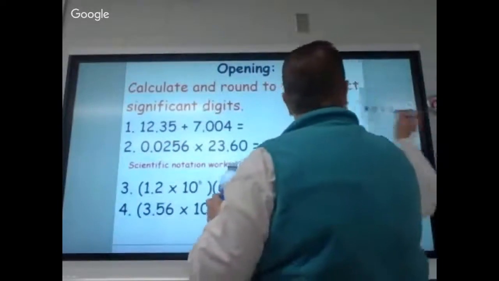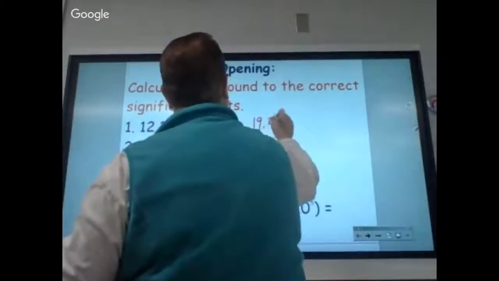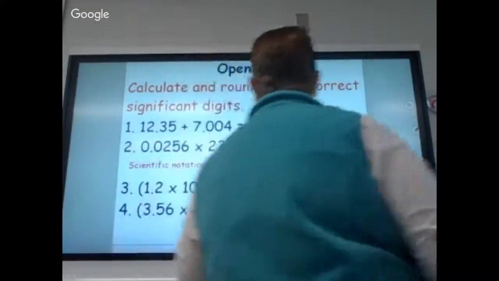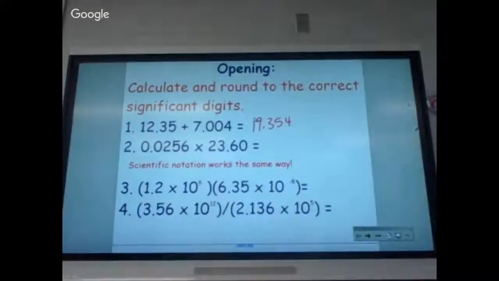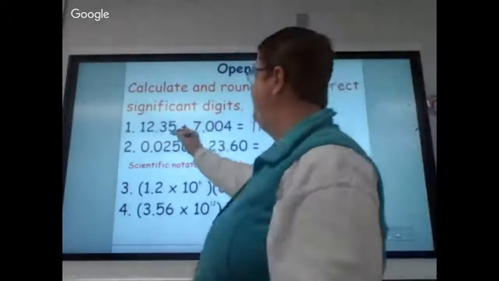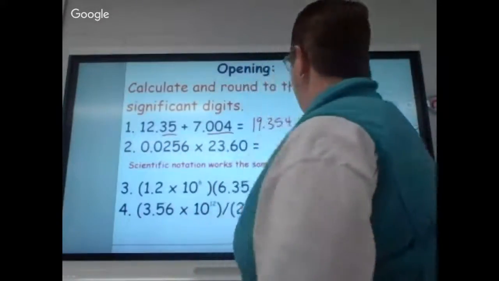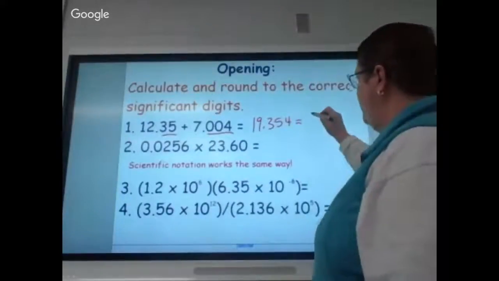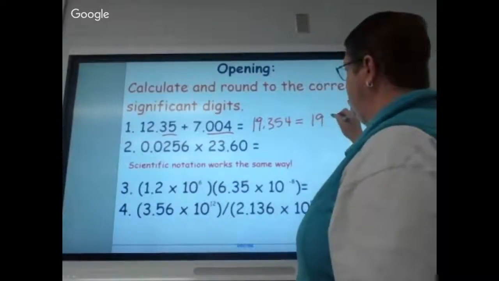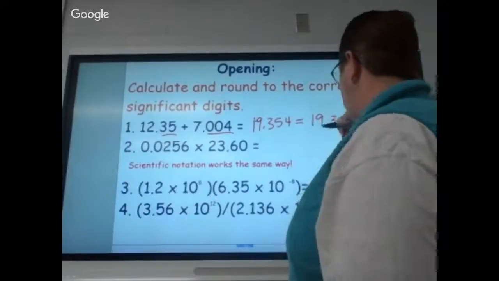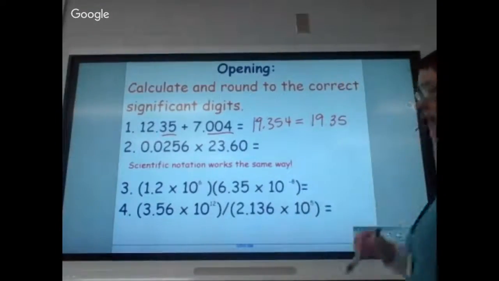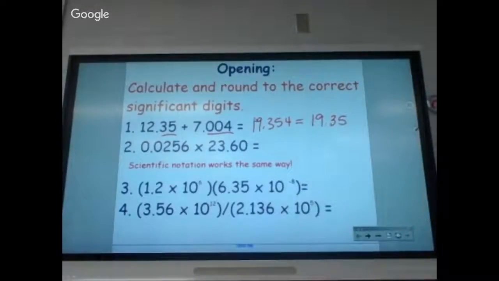Yeah. All right. So, what's the rule for adding? So, how many places after here? And here? So, what did you round the answer to? 19.35. All right. Now, in the second one, we're multiplying.